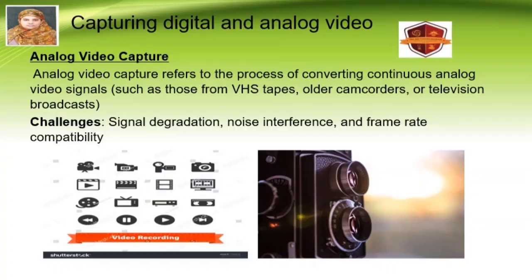Next is capturing of digital and analog videos. Analog video capture is the process of converting continuous analog video signals, such as VHS tapes, older camcorders, and television broadcasting. This type of device is used for analog capturing of videos. But the challenges faced are signal degradation and noise interference. For example, older films have more noise.